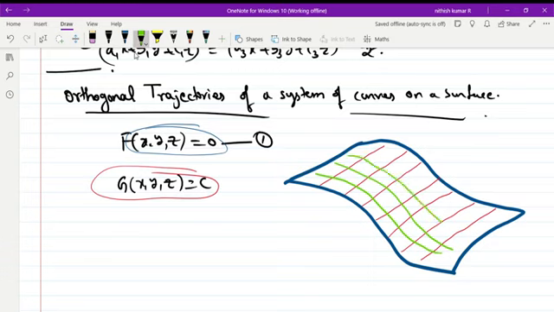These are the orthogonal trajectories. Okay. These are the orthogonal trajectories.